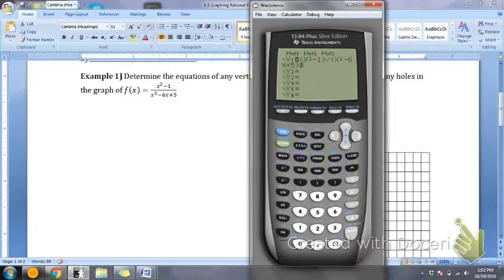Does anyone need help finding it? Where the x is or anything? Got it? You're just typing in the problem. X squared minus 1 in parentheses divided by x squared minus 6x plus 5 in parentheses. Okay? And then we're going to hit graph.